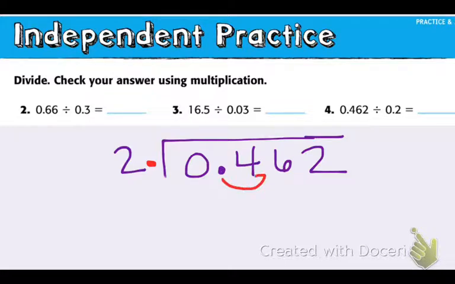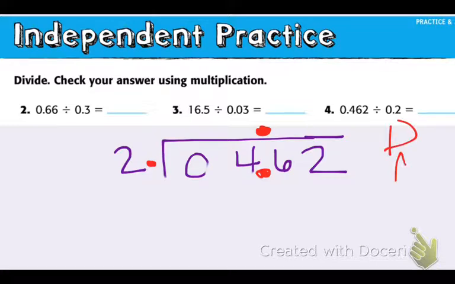Move the decimal in the dividend. Because I moved one digit in the outside divisor, I'm going to do the same thing inside. I'm going to move that decimal one place value to the right. Step 3, bring it into your quotient. Just bring it straight up so it's perfectly lined up.